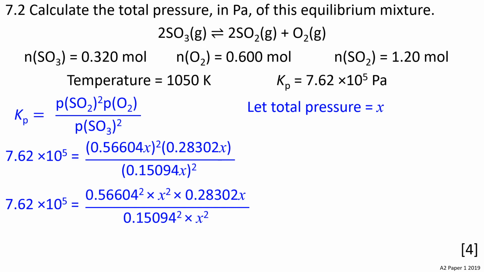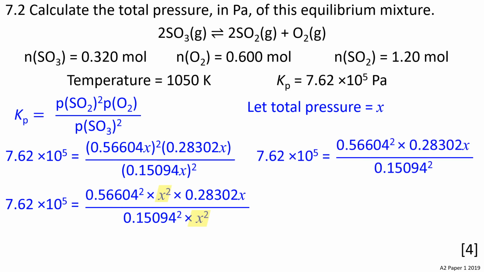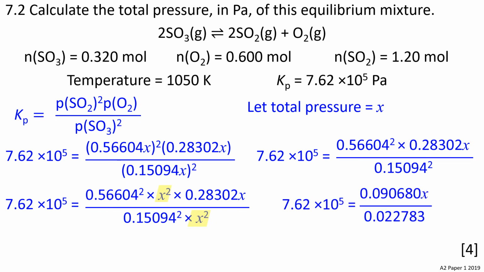So we've got the 0.56604 squared multiplied by x squared by multiplying out those brackets, and on the bottom it's 0.15094 squared multiplied by x squared. We've got an x squared term on the top and the bottom of the terms on the right hand side there, so we can divide through top and bottom by x squared to get rid of those terms. And you might also want to multiply out those numerical terms just to get straight to the numbers.